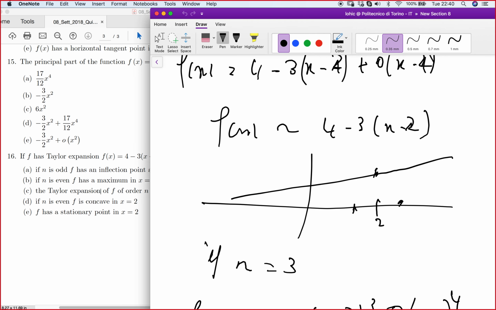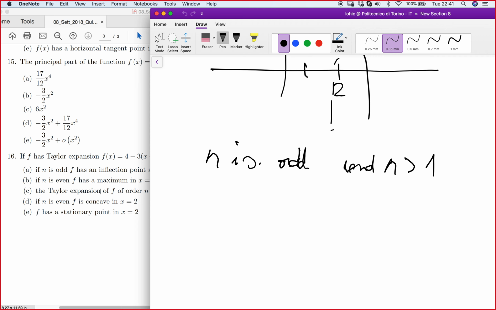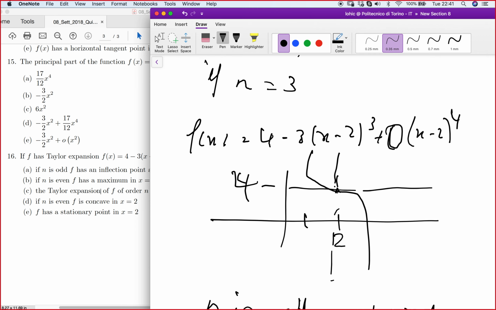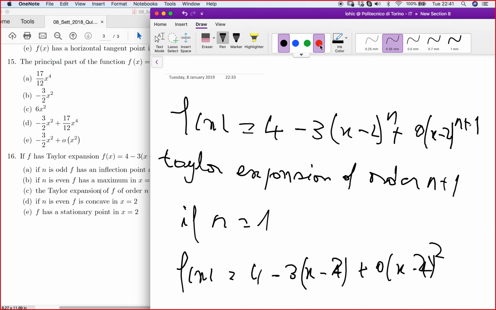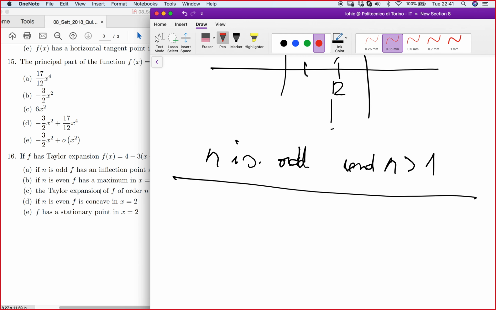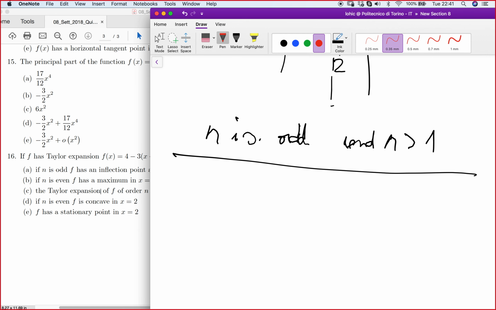In fact, look, this is correct. Why? Because what they gave you here is the Taylor expansion until order n plus 1, right? When you want the Taylor expansion of order n, you will just take all the stuff until order n, yes or not?